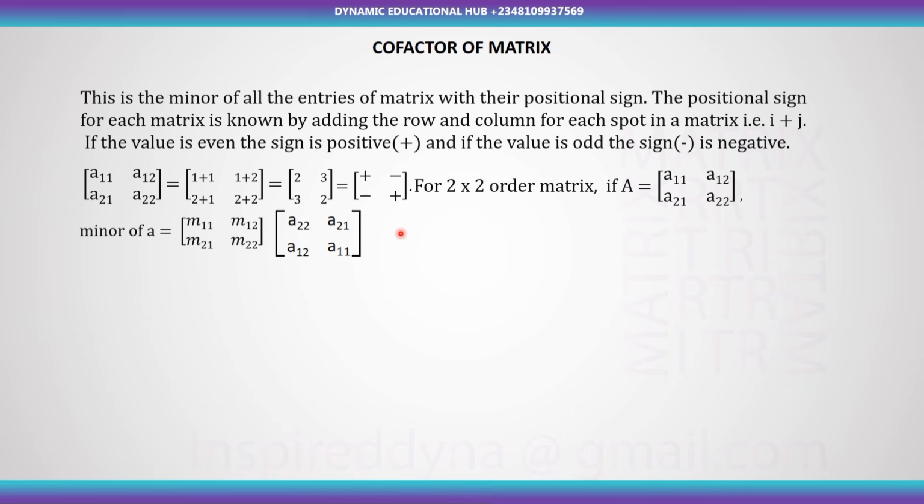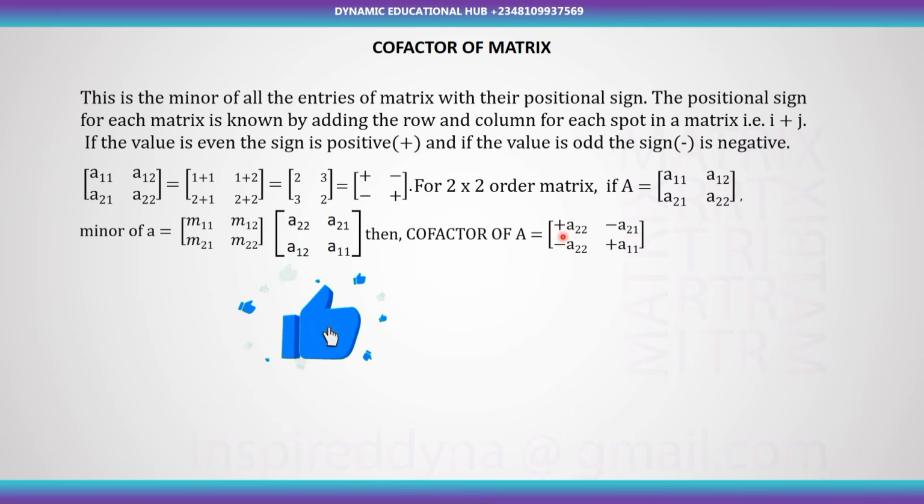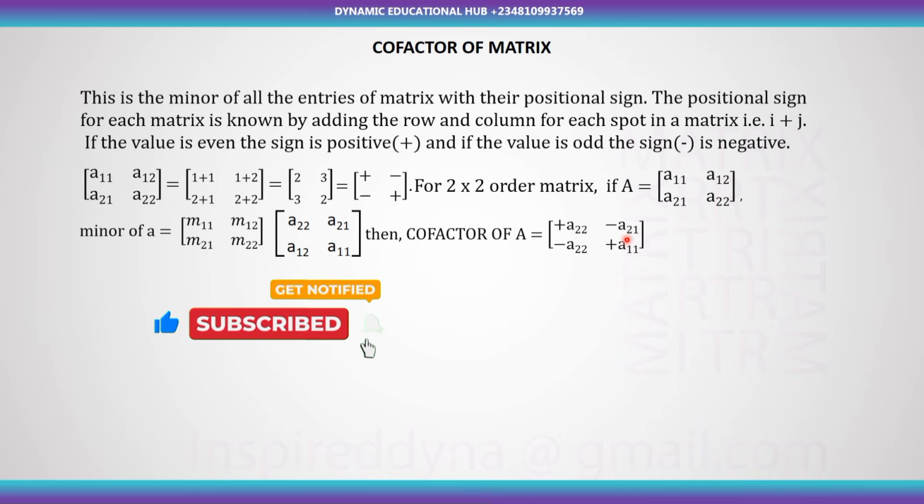The next thing is to find the cofactor. Let's consider the sign. Then the cofactor of A is going to be plus a22 because this spot is positive. Just don't get yourself confused. Positive means that the sign still remains the same, whether it is negative that is there before. And the positional sign is plus, so the sign of that is still going to be the same thing. Plus doesn't change sign. Now for negative, it's going to change sign.